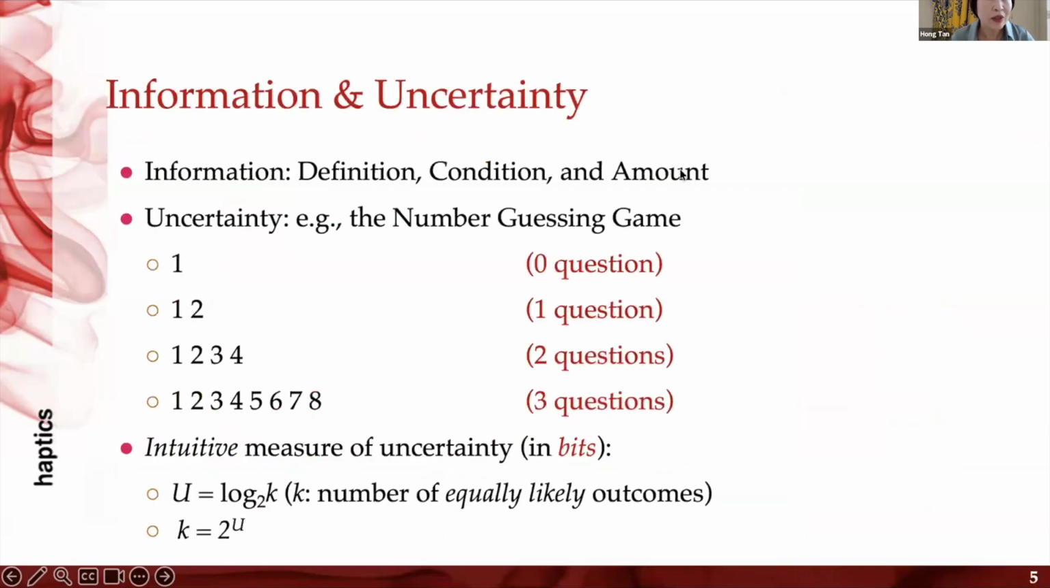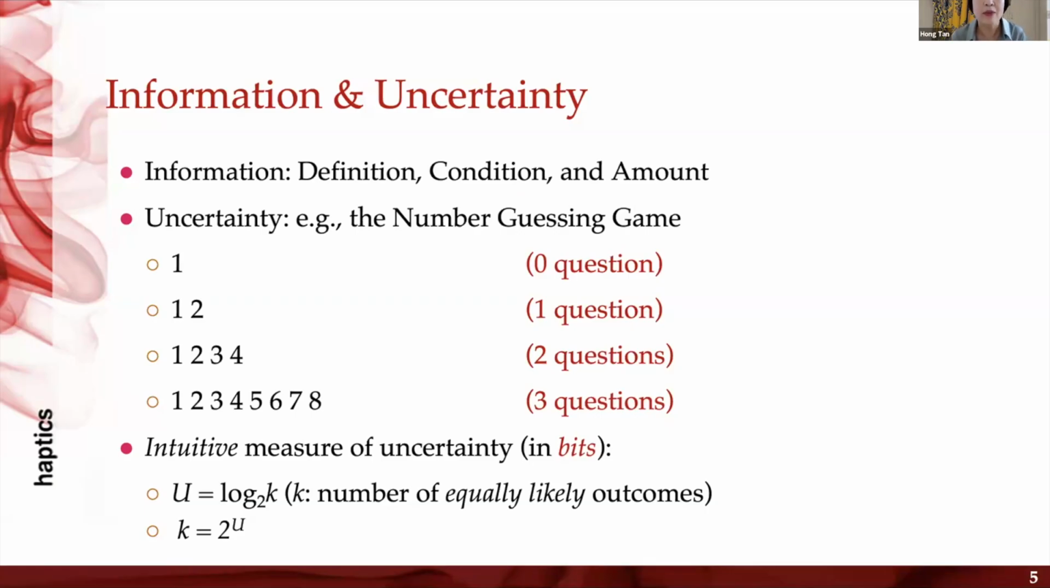So I will start with just this concept about information uncertainty. This is just a basic concept from information theory, and we use that as psychological concepts. The definition of information is the reduction in uncertainty. And the condition for information transfer to occur is there needs to be uncertainty to begin with. And the amount of information is measured by the reduction in uncertainty.